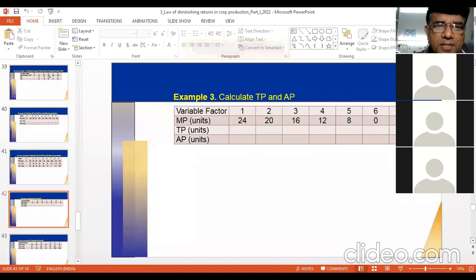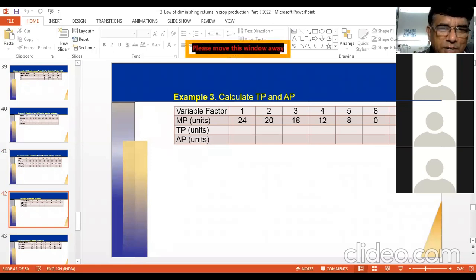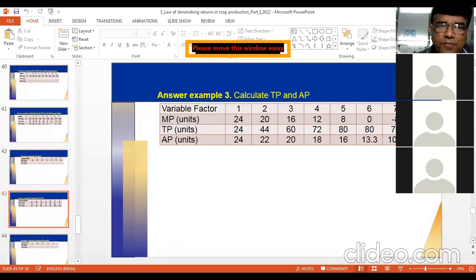Similarly, this is another case, and I will share this presentation with all of you. This is your homework. You can do it at home, and those who are serious will do it. Variable factor, MP, TP and AP. So you can do this example yourself, and you will find answers like this.